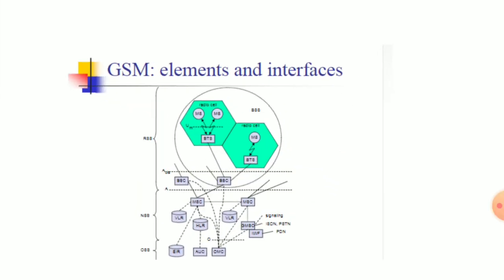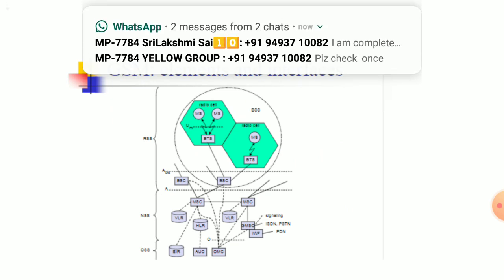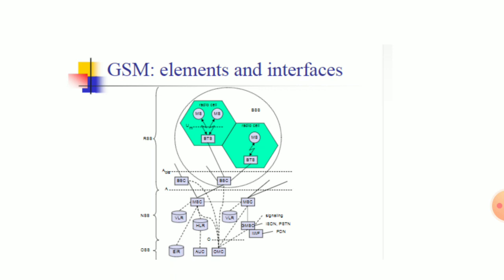The architecture consists of elements. It consists of three modules. The GSM elements and interfaces consist of three modules: RSS, NSS, and OSS.